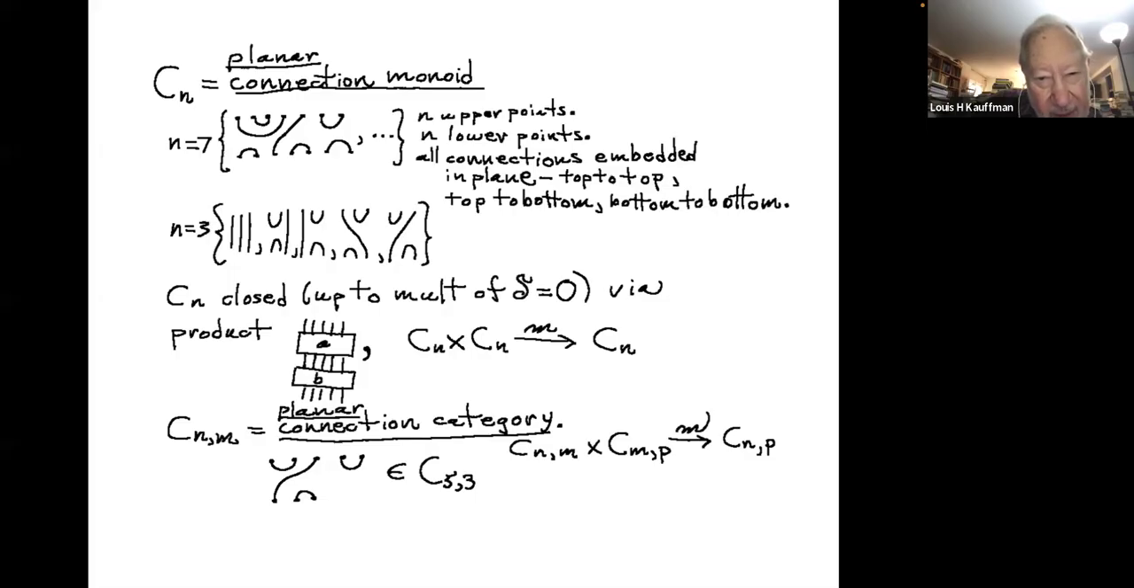And you also have a category or categories because you could perfectly well have something which has 3 points at the top and 1 point at the bottom, for example, and draw connections of that kind. So in general, if you had n to m, and m to p, then you can multiply them and get n to p. An obvious remark, but useful for thinking about how things behave.